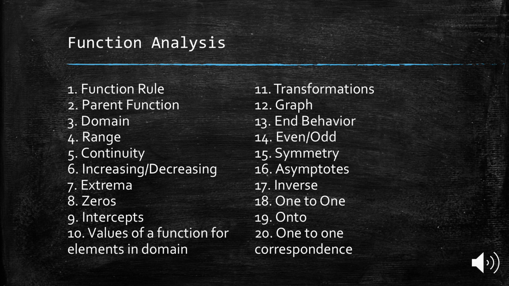So, for example, even and odd has a lot to do with symmetry. The transformations tell us a lot about our graph. Our zeros and our intercepts are really interconnected. Increasing, decreasing, extrema, values of a function, all of it is so interconnected that I want you to be able to move in and out of each one of these items. Take a minute to make sure at this point that you have not misunderstood any of these.